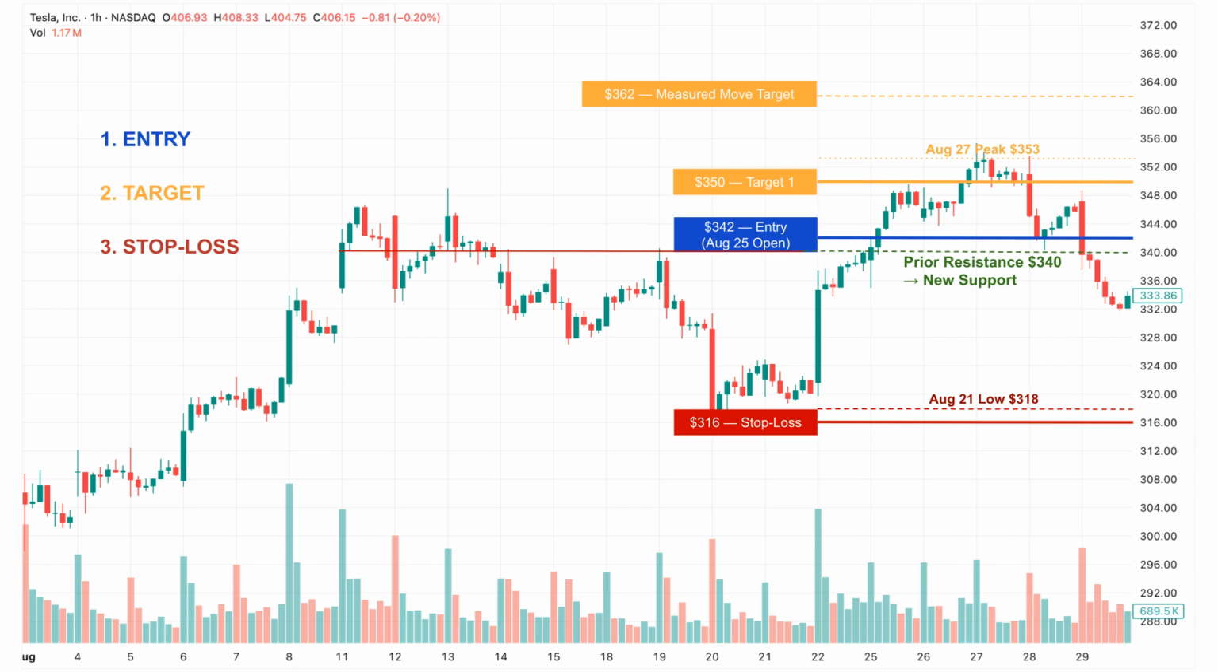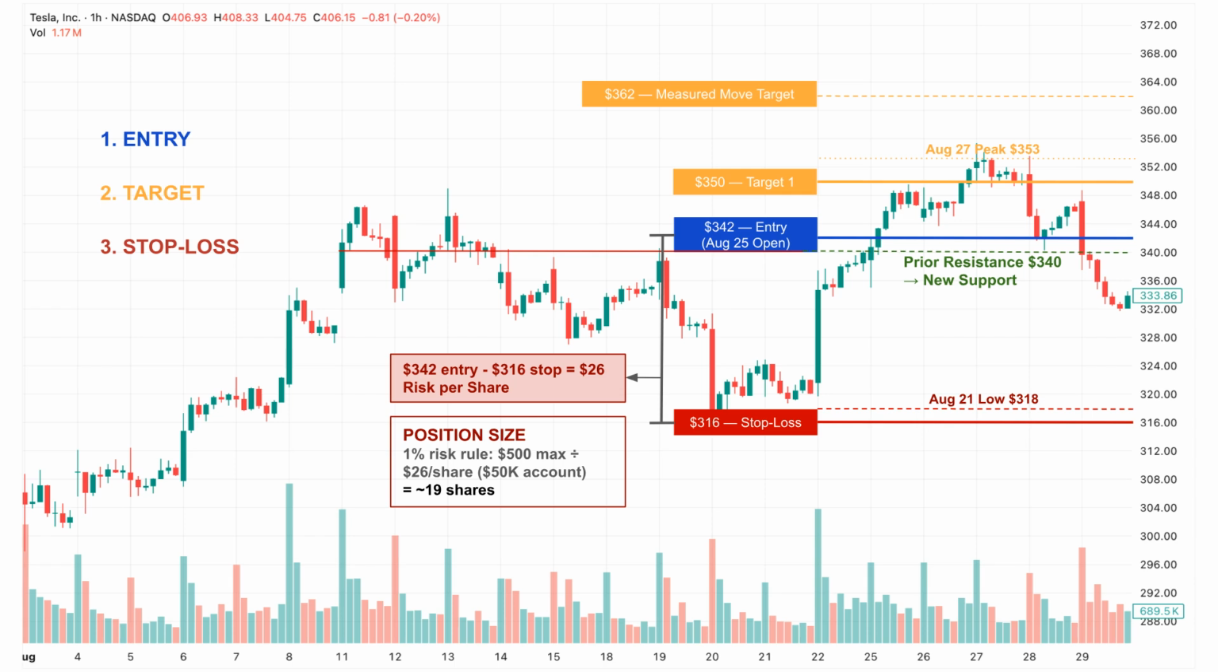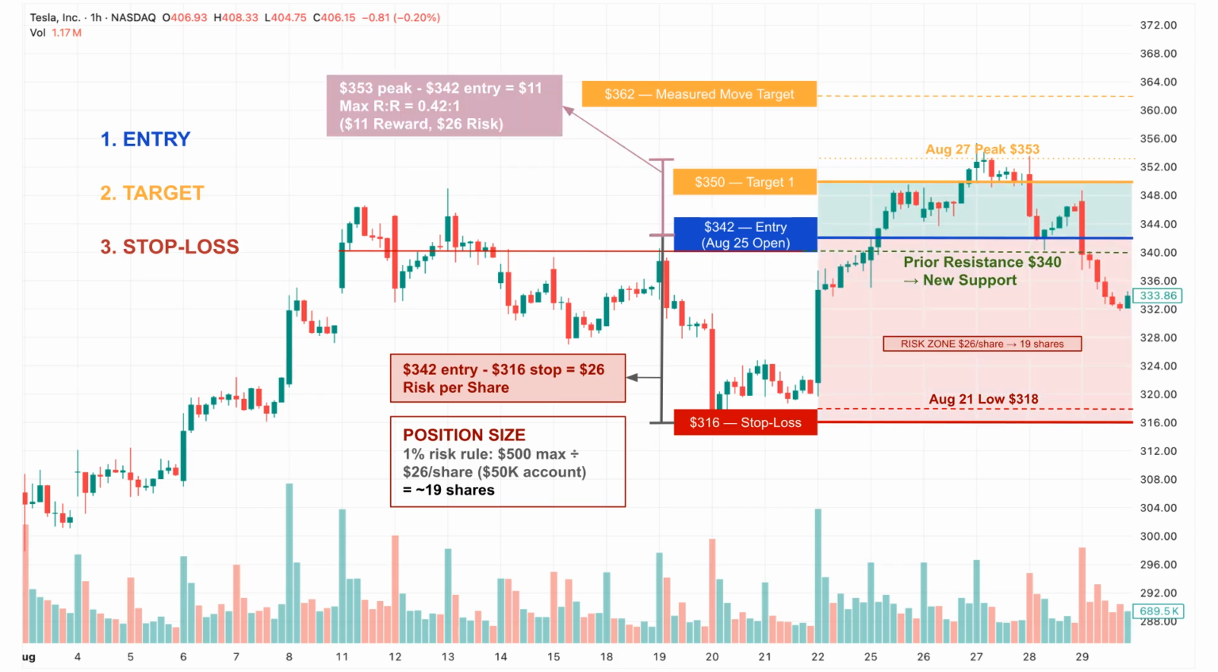Risk management drives position sizing, never the other way around. At $26 risk per share and $500 maximum risk on a $50,000 account, that is 19 shares. Professional note, reward to risk on this trade. As mentioned in the previous video, professional practice typically requires a minimum 2-to-1 reward to risk ratio. With a $26 stop and a peak move of $11 to $353, the maximum achievable RR on this trade was approximately 0.421, well below the 2-to-1 minimum. Even at T1 of $350 plus $8, the ratio is 0.311.